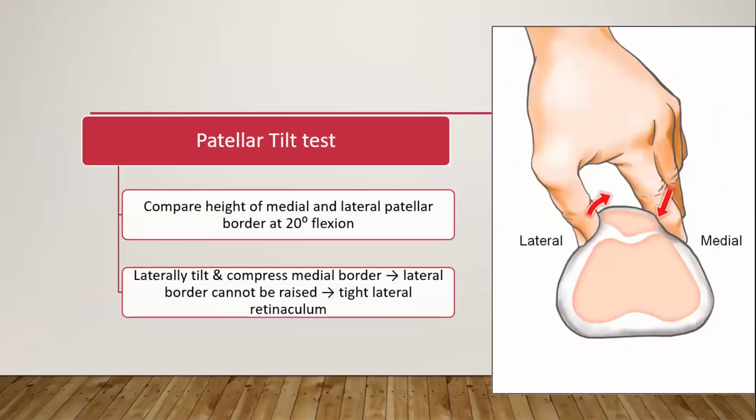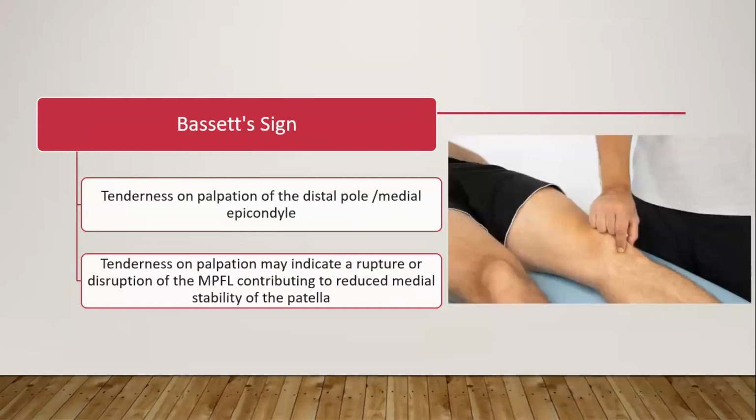Patellar tilt: here we compare the height of the medial and lateral patellar borders at 20 degrees of flexion. Here, the patella is tilted laterally, thereby elevating the lateral border and compressing the medial border. If the lateral border cannot be raised, then it shows that there is a tight lateral retinaculum. Bassett's sign: there is tenderness on palpation over the distal pole or medial epicondyle. The tenderness on palpation may indicate rupture or disruption of the MPFL, contributing to reduced medial stability of the patella. It is also pathognomonic of patellar tendinosis.